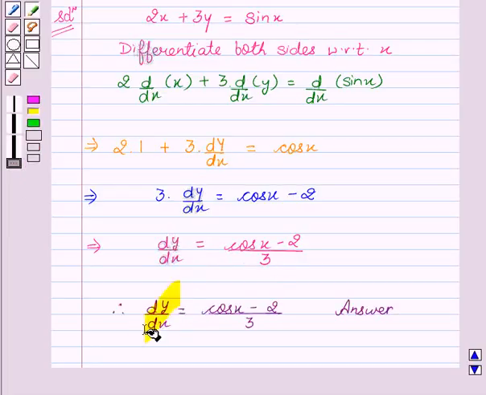Therefore, dy by dx equal to cos x minus 2 upon 3, which is the required answer.